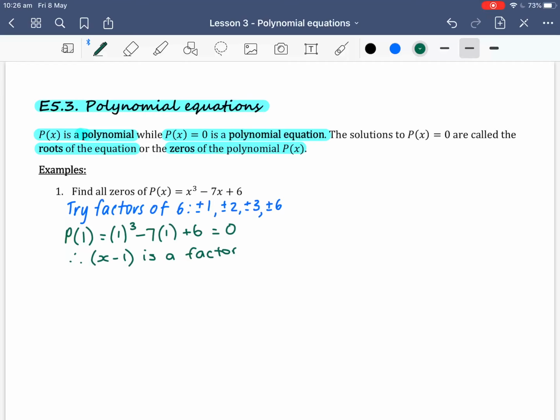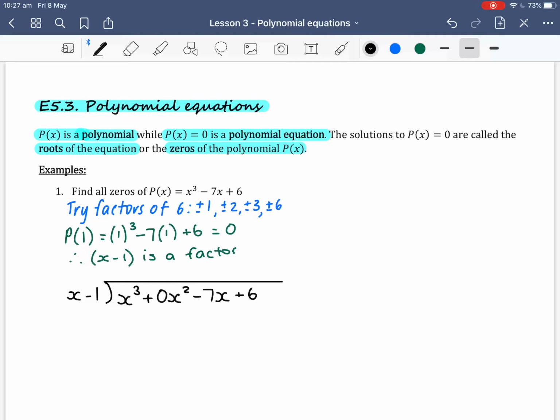Now that we know that this is a factor of our polynomial, we are going to divide our polynomial by this factor. So we have x minus 1 dividing our polynomial. Now it's important to note in our polynomial that we do not have a value for x squared, so we're going to have to put a 0 there. So we're going to go x cubed plus 0x squared minus 7x plus 6.